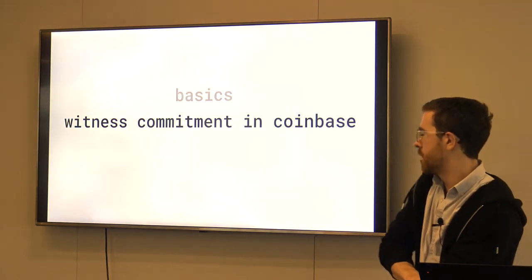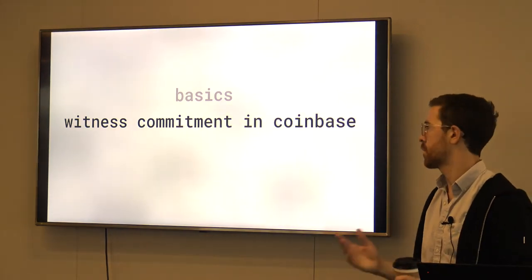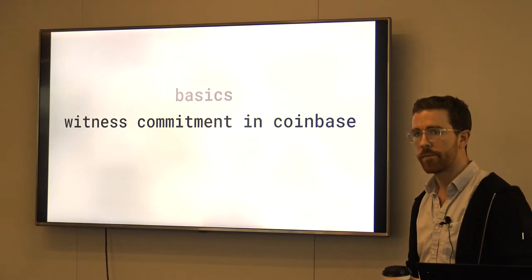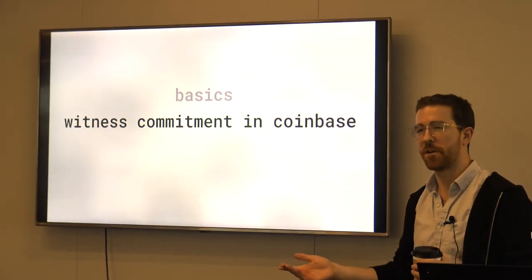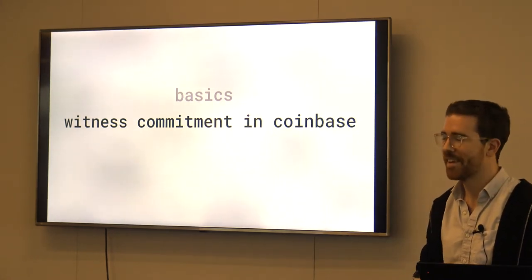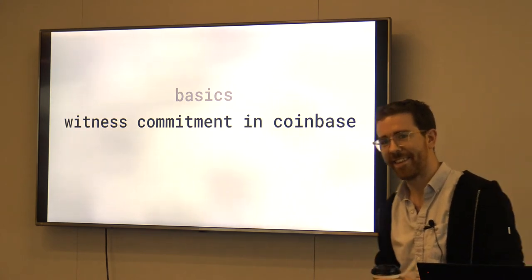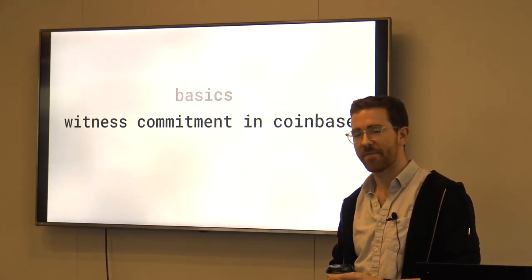Who has an intuition for how block structure differs in SegWit? Of course, when you ask a vague question like that, nobody's going to say, "Oh, I have an intuition." I just imagine it is stuck to the end of whatever you consider the block, but I don't know if that's actually how it's done.